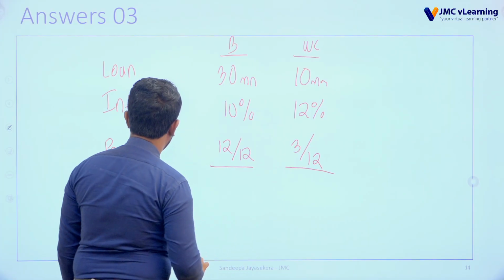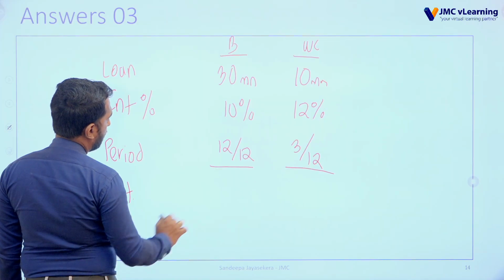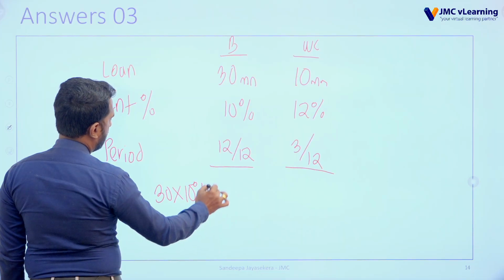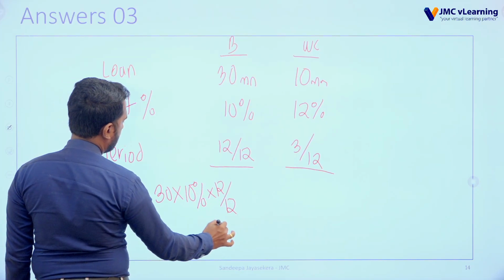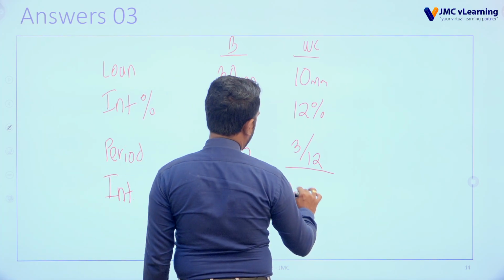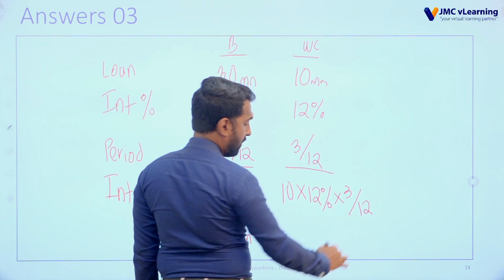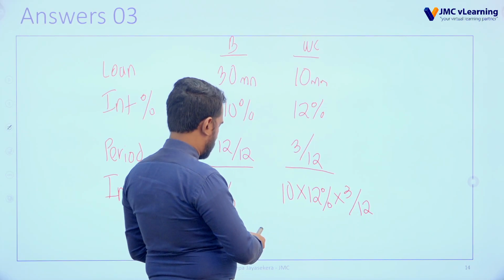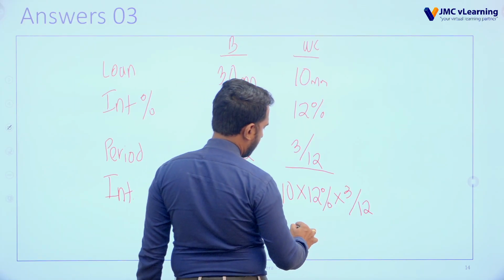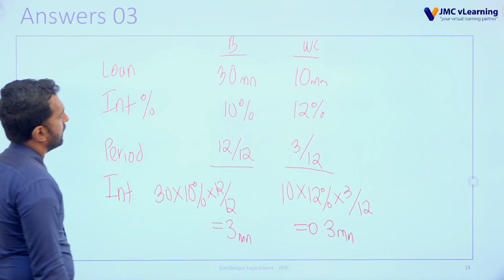Accordingly, you can calculate the interest. For this one, it will be 30 into 10% into 12 divided by 12, which will come to 3 million. Here it's 10 million multiplied by 12% multiplied by 3 divided by 12. It will come to 1.2 divided by 4, which is 0.3 million. Right, 0.3 million. Okay, this is the calculation.